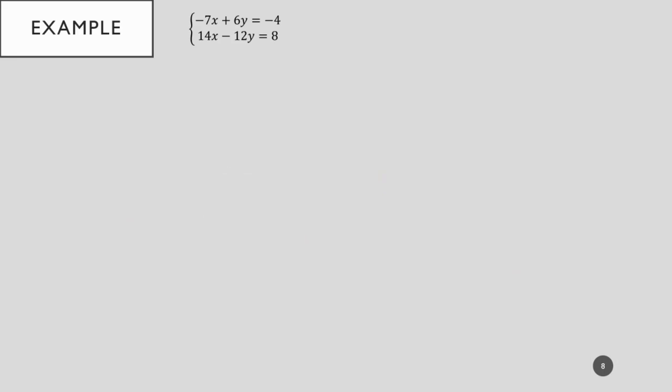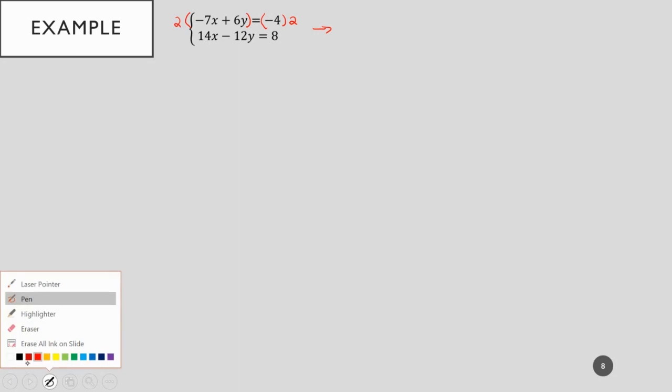So I have here another example that we're going to solve. We have a system, negative 7x plus 6y equals negative 4, and then 14x minus 12y equals 8. We're looking at this, we want to eliminate either the x or the y. When I look at these, I say, oh, that first equation, if I multiply it by 2, then I'm going to get the numbers in the second equation. So that's what I'm going to do. I'm going to multiply by 2. And I'm going to indicate this on both sides so it just doesn't get too confusing. Just an alternate way to show.